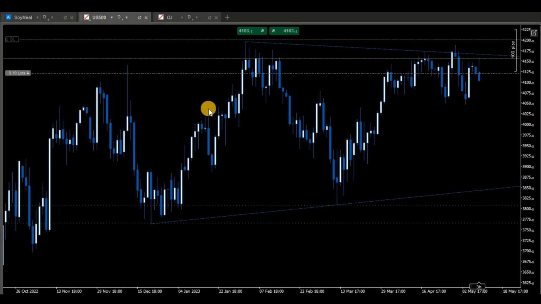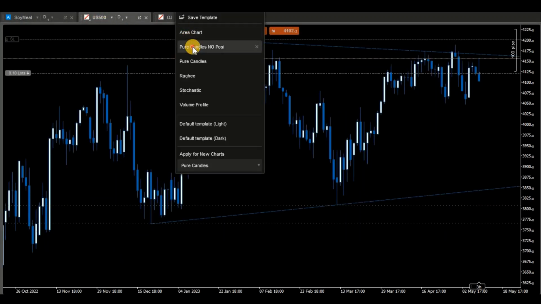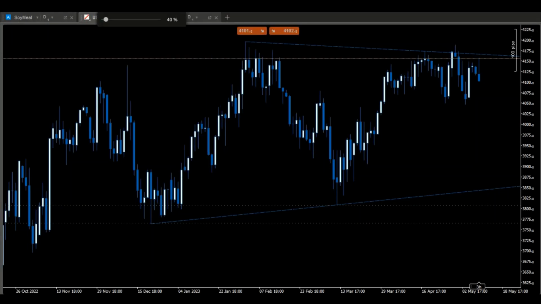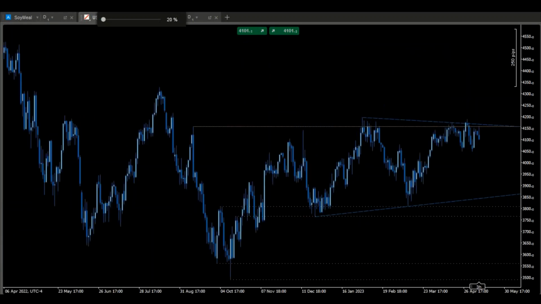And moving over to US500, I'm still bearish on this. We could go up, but I'm still looking for a move back down to at least 3,800, 3,750. But I really would like to see a move back down here to this 3,500 area.